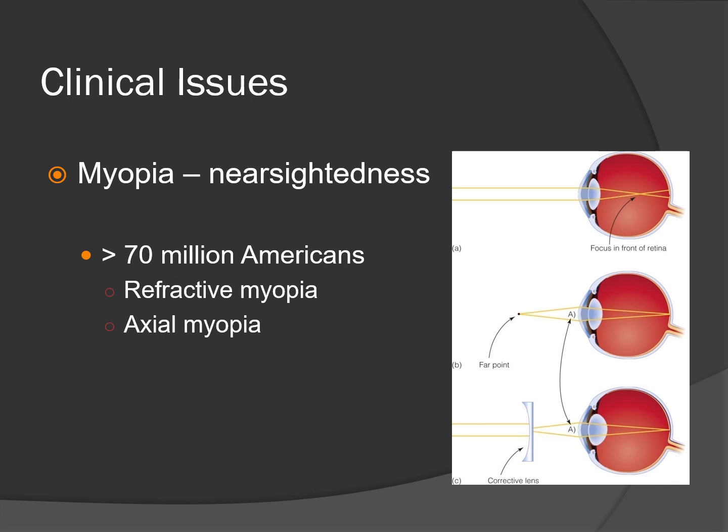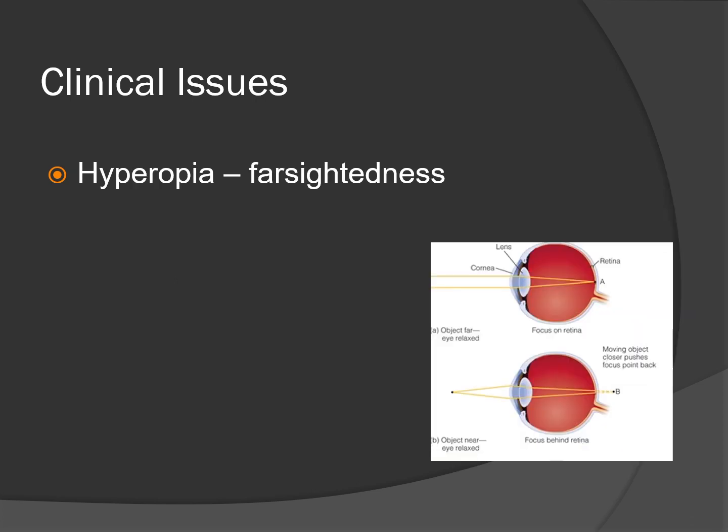But there's also axial myopia, which is when the length of the eyeball is too long, or longer than quote normal. The lens and cornea are still bending the light too much to get it focused on the retina, but it's because the eyeball is long. Another clinical issue is hyperopia, or farsightedness, where now we're not bending that light enough when it's coming in at an angle, and so it's getting focused behind the retina.